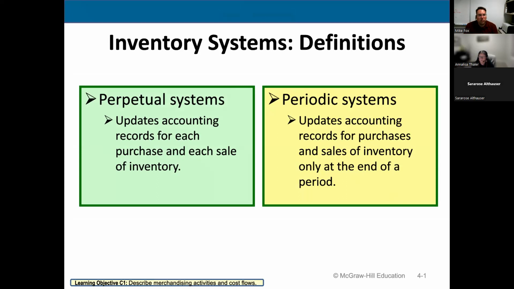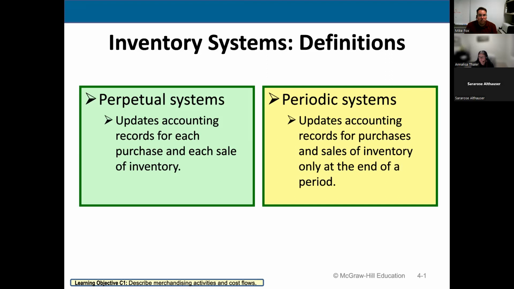Most companies now use perpetual inventory systems, meaning after every transaction, whether it be a purchase transaction or a sale transaction, I record that and update my accounting records, meaning whenever I make a purchase, I'm going to add to my inventory. And whenever I make a sale, I'm going to take it away from my inventory or reduce my inventory.